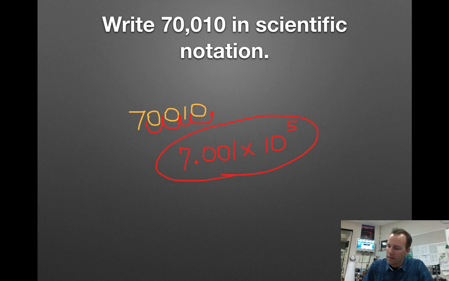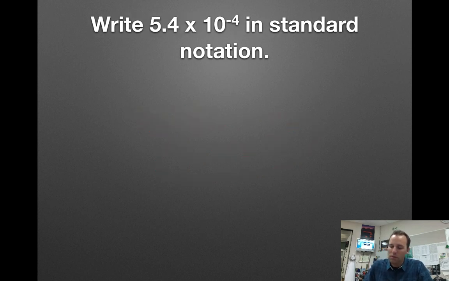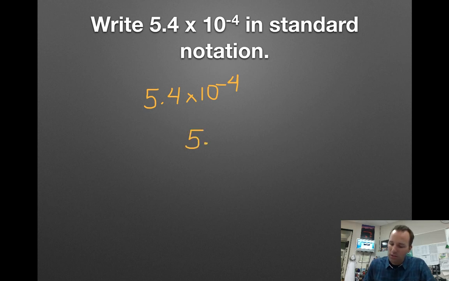Okay, let's try another one. 5.4 times 10 to the negative fourth in standard notation. We want to write that as a standard number, so we start with our coefficient, 5.4. We're going to move the decimal 4 places. The way that we move it is dependent upon whether it's positive or negative. In this case, it's negative, which tells us that the original number is less than 1.